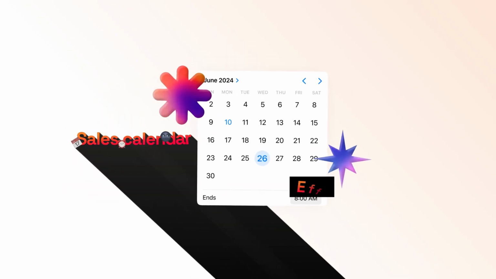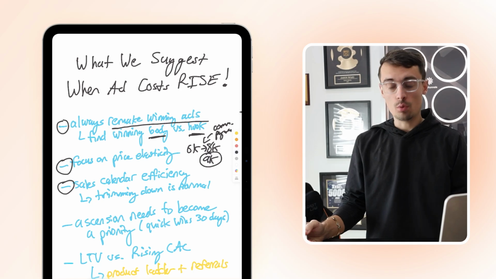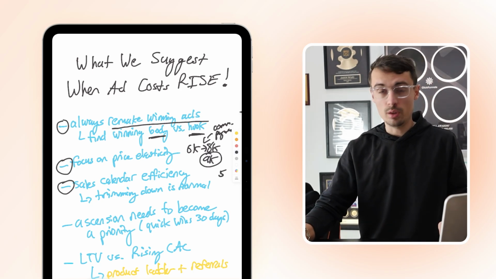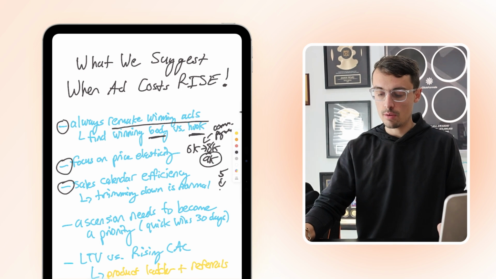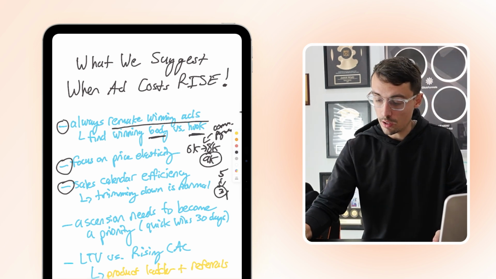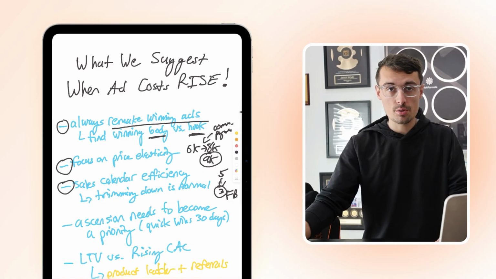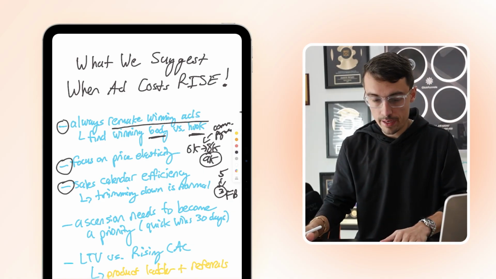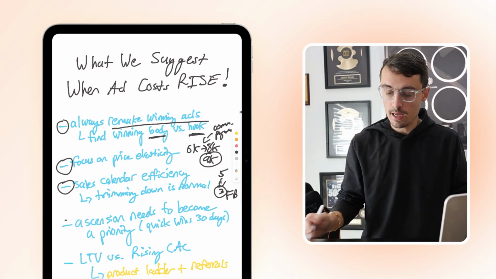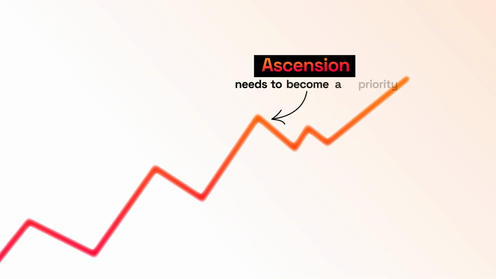Third is we're focusing on sales calendar efficiency. Trimming down is normal. Maybe you have 5 salespeople and one's really not great, so now you'll trim down to like 3. But those 3 people are fully booked and they're high producing, which means now they're more motivated, and now they're going to crush it for you for even longer periods of time. Okay. And now ascension needs to become a priority.